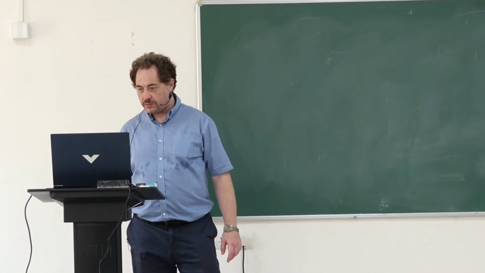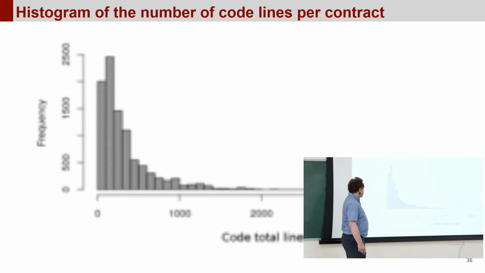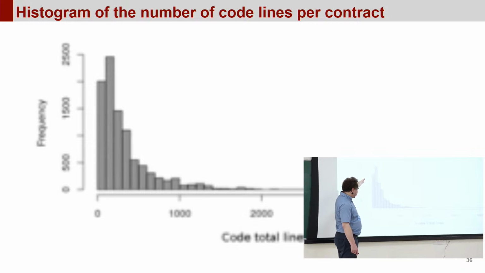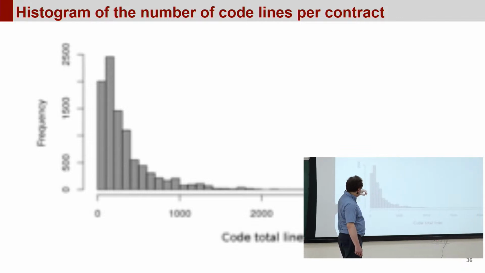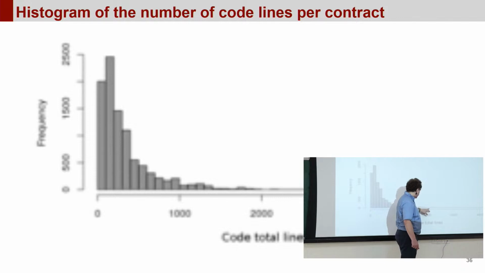They also looked at the number of code lines per contract. So here you can see also typical, I believe it's an exponential distribution, right? Or it could be Pareto as well. Most of the contracts are short, very few have a number of lines exceeding 1,000, and essentially there is only one contract with the number of lines exceeding 2,000.